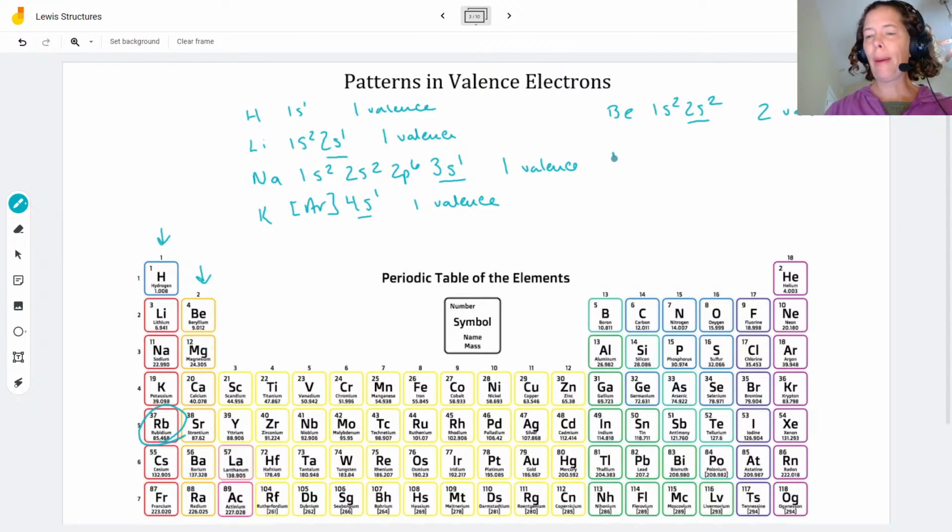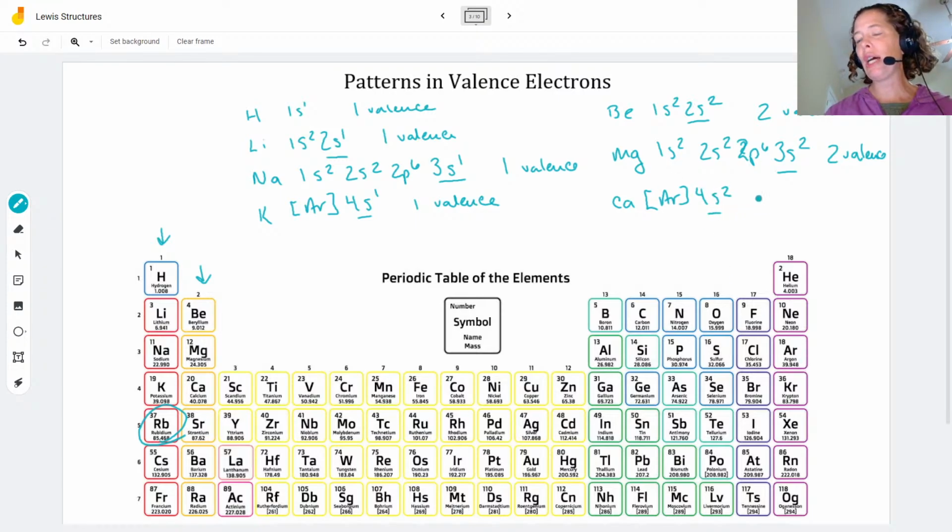Moving on to magnesium. 1s2, 2s2, 2p6, sorry, 3s2. Again, two valence electrons. You probably know where this is going, but I'll go ahead and write out calcium. Again, I'm going to use the noble gas shortcut. That's argon. And then 4s2. Yep, you got it. Two valence electrons.